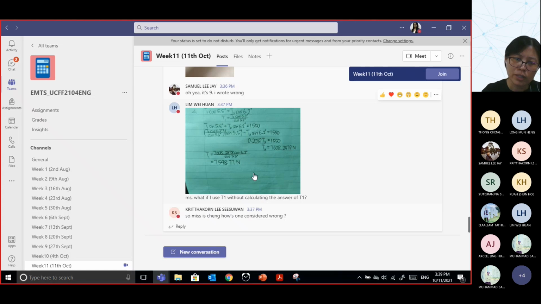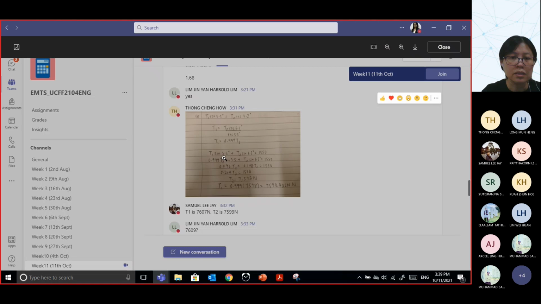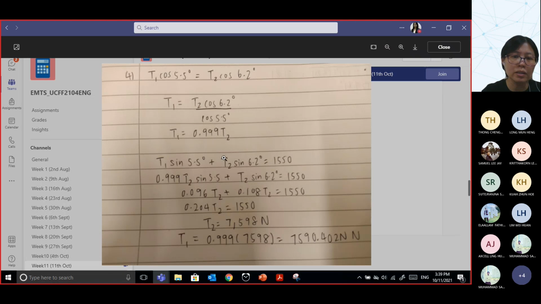Questions from Wei Huan. What if I use T1 without calculating the answer of T1? Okay, hold on. I think Cheng Hao's one is wrong because, wait, is T2 totally wrong already? No, but I calculated 1150 divided by 0.204 gives this answer, and if you use 0.2037 that is your answer. So it's okay, one uses 4 decimal places, one uses 3 decimal places.